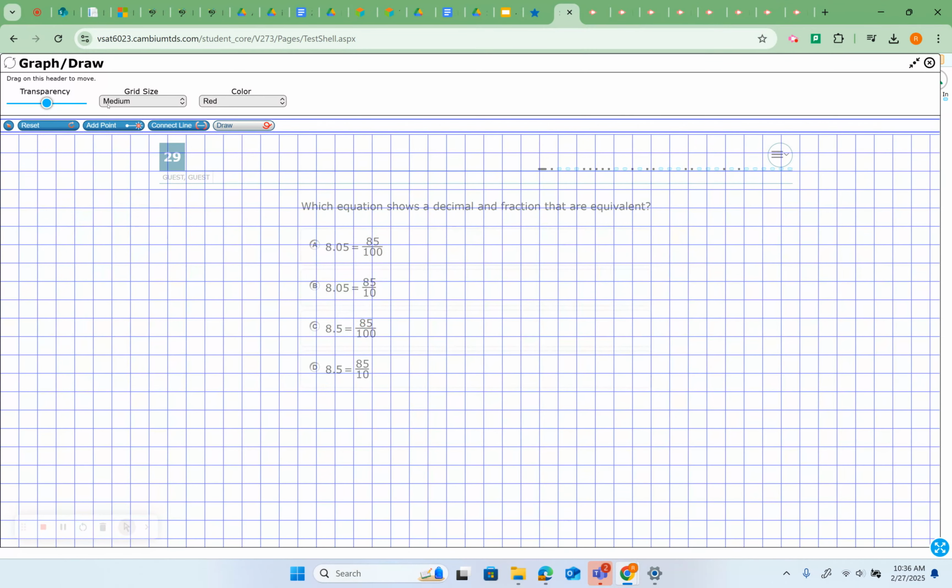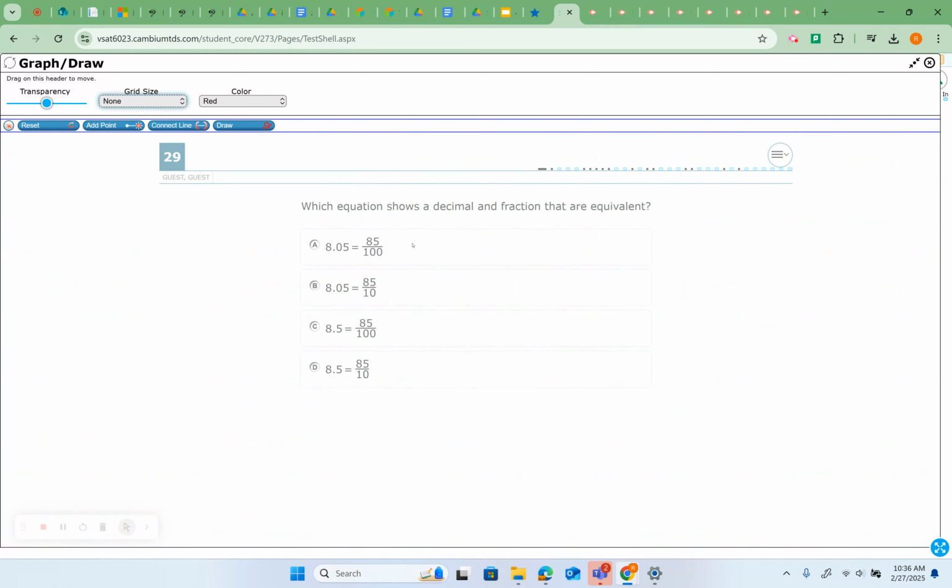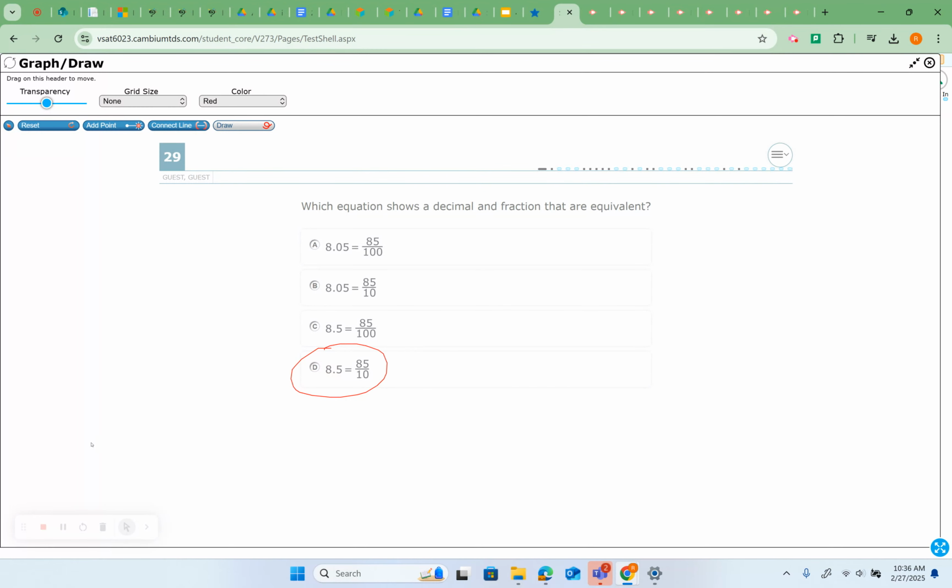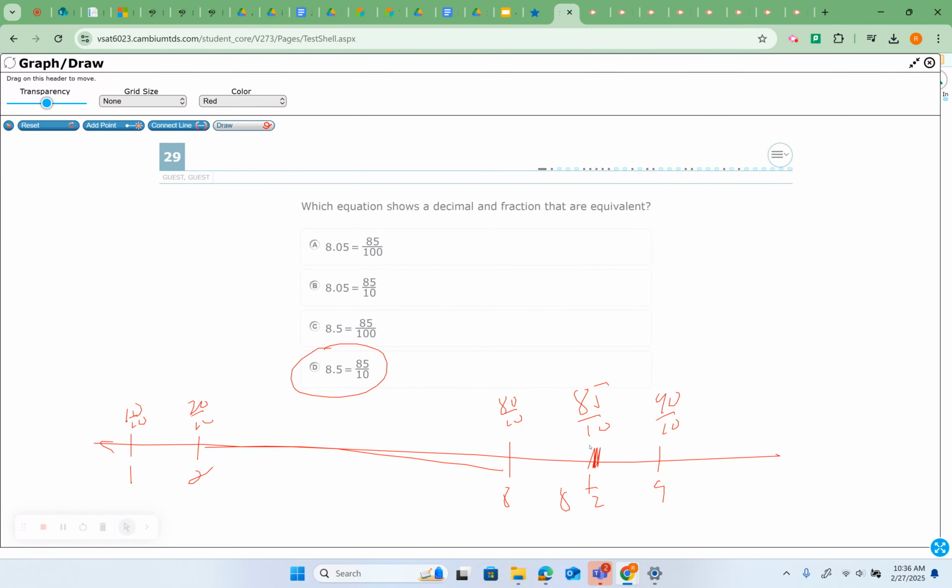Before I turn off the video, we could have number lined it as well. So let me try to number line this bad boy right here. I'm going to start with the value 1, so 10 over 10, and you work your way to 2, which is 20 over 10, until you get to 8, and you're at 80 over 10. Here's 9, that's 90 over 10, so halfway at 8 1/2 is 85 over 10. You could have number lined it, and it's a lot easier to get that one.